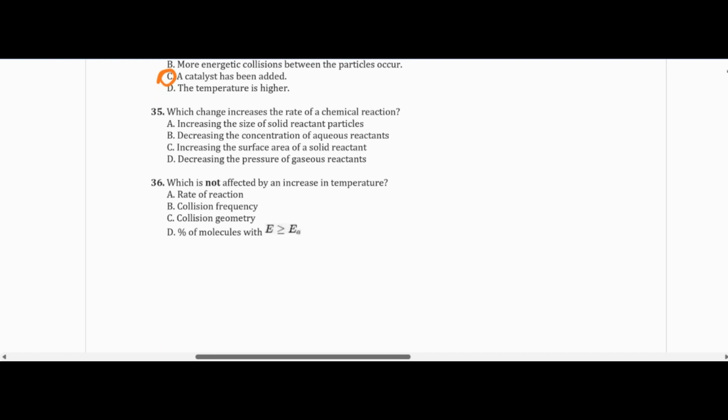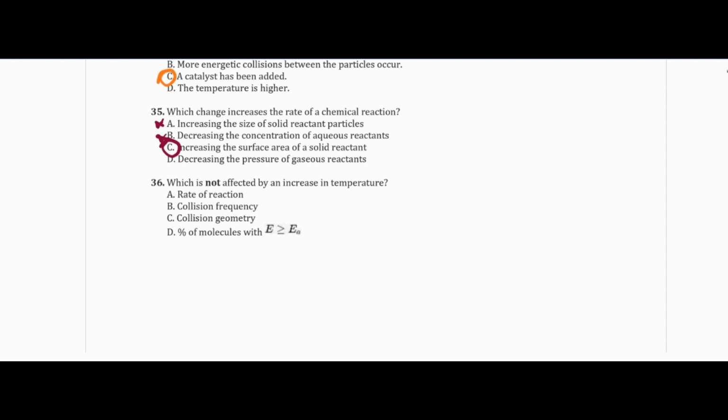Which change increases the rate of a chemical reaction? Increasing the size of solid reactant particles? No. We're trying to decrease the size in order to increase the surface area. Decreasing the concentration of aqueous reactants? No, we would need to be increasing the concentration to increase the rate. Increasing the surface area of a solid reactant? Yeah, that sounds like a good idea.